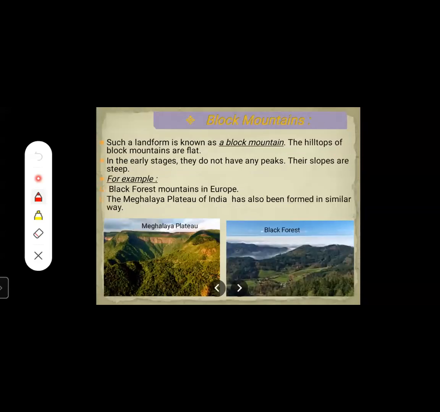See here, there is an example also for the block mountains. Such a landform is known as a block mountain. The hilltops of block mountains are flat. In the earlier stage, they do not have any peaks. Their slopes are steep. Earlier, the block mountains used to be very flat, students. But now you can see there are flat block mountains also, and the steep slopes are also there.